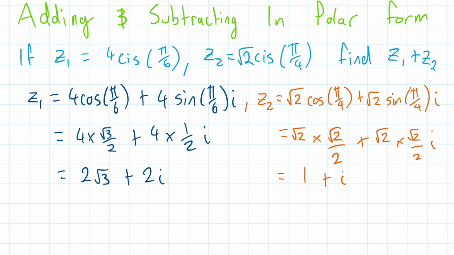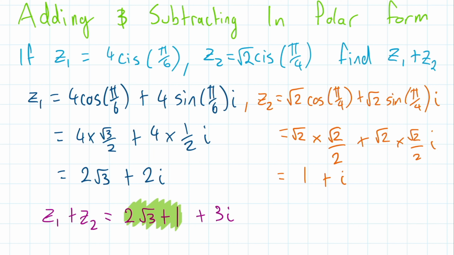Now that I have z1 and z2 in Cartesian form, well, z1 plus z2 is simply going to be equal to my real parts added together, which is going to be 2 root 3 plus 1. And my imaginary parts added together, 2i plus 1 lot of i is going to give plus 3 lots of i. Now, if I had a calculator, I could simplify this and get a nice decimal answer. However, if I'm asked for an expression in exact form, well, this is as simplified as it gets. So this would be my final answer.